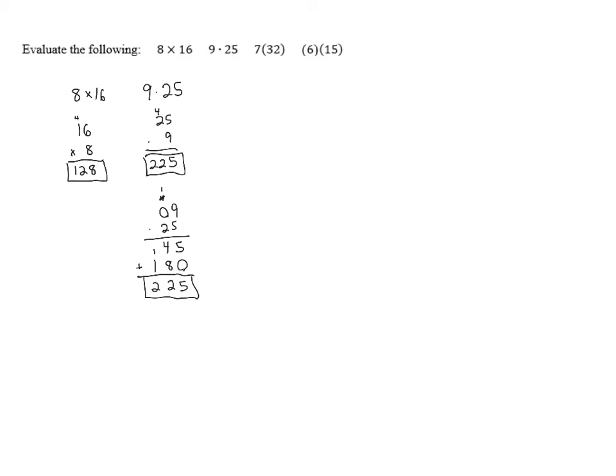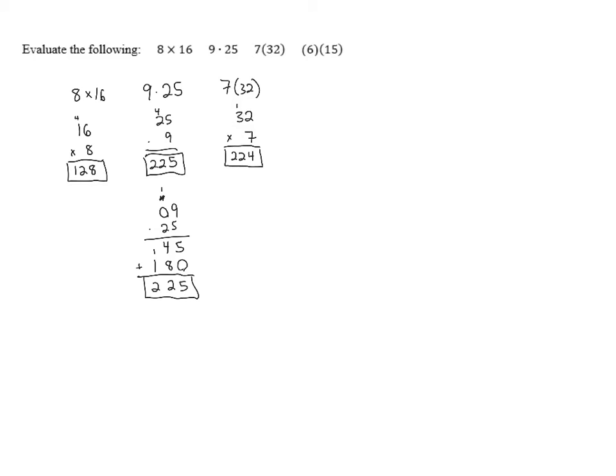All right, let's continue. We've got 7 times 32. As we just saw, it'll be less work if we put 32 up top and the 7 on bottom. 7 times 2 is 14. We carry the 1. 7 times 3 is 21, plus 1 is 22. And that gives us 224. Much nicer when we put the number with the fewest digits on the bottom.